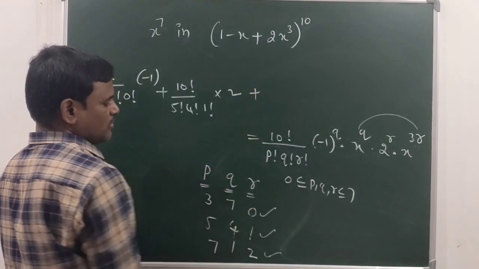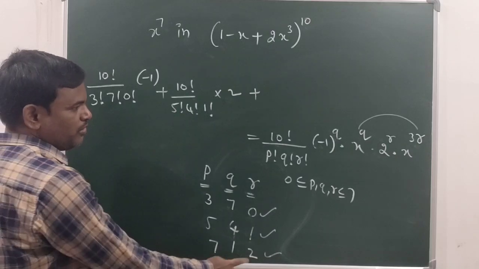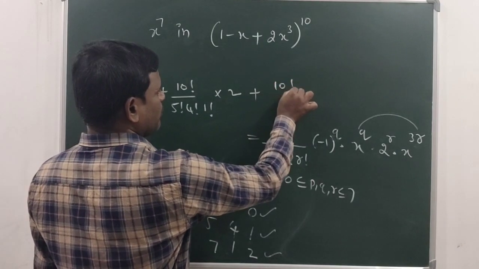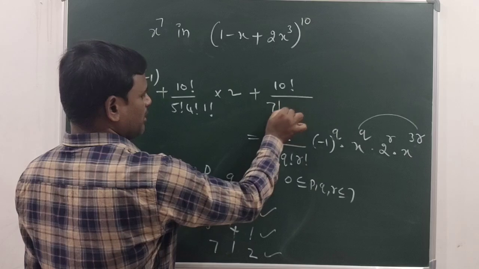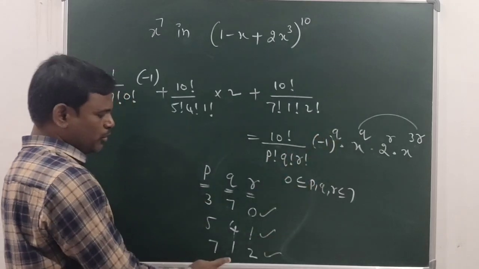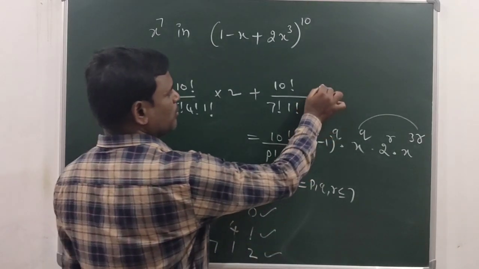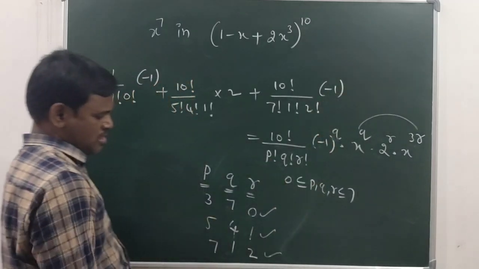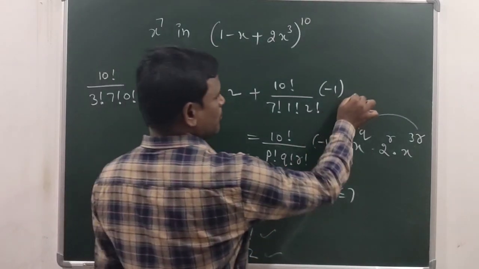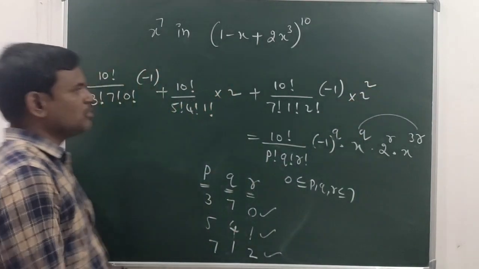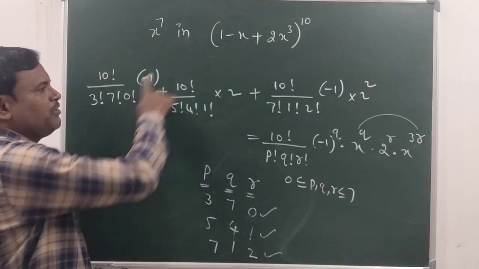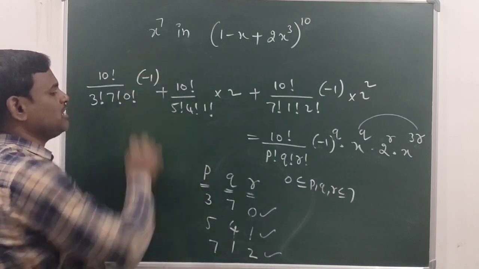So next, the last choice. So if I write here Q value 1, then you will get minus here 10 factorial by 7 factorial into 1 factorial into 2 factorial. So minus 1 whole power Q, Q value is 1, which becomes minus 1. Now here R value 2, 2 power 2 you will get. So this is your required coefficient of x power 7 in this expansion. Now simplify this. On this simplification, you will get the coefficient of x power 7.